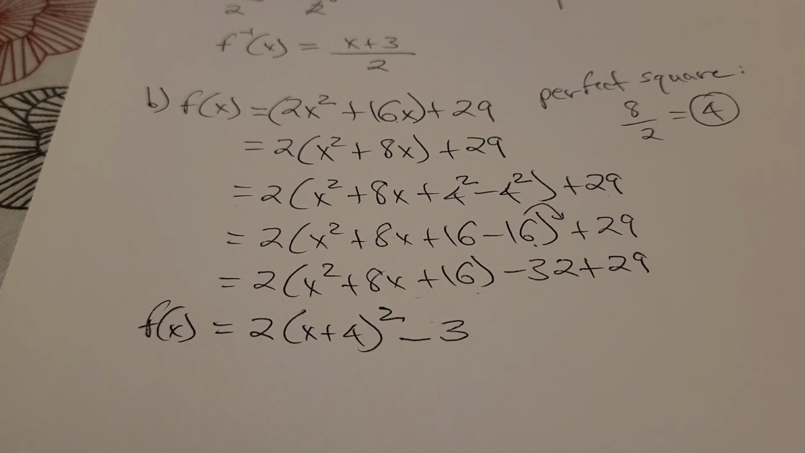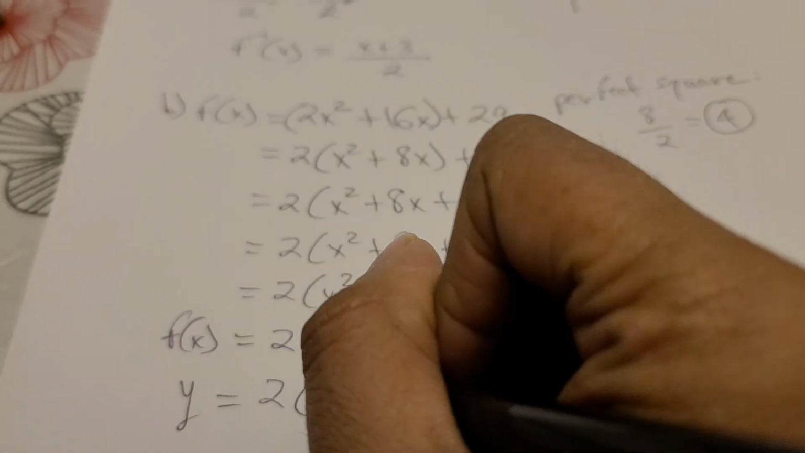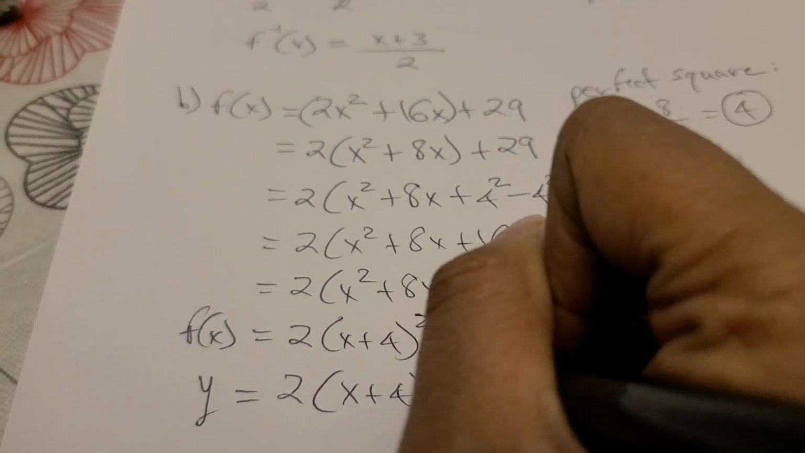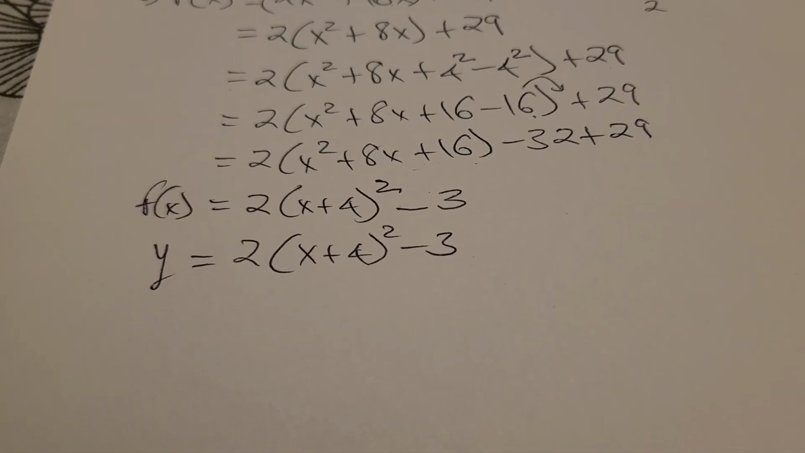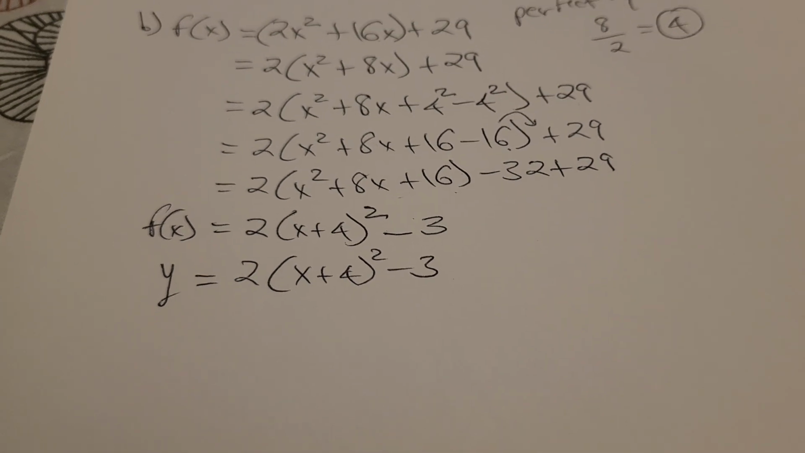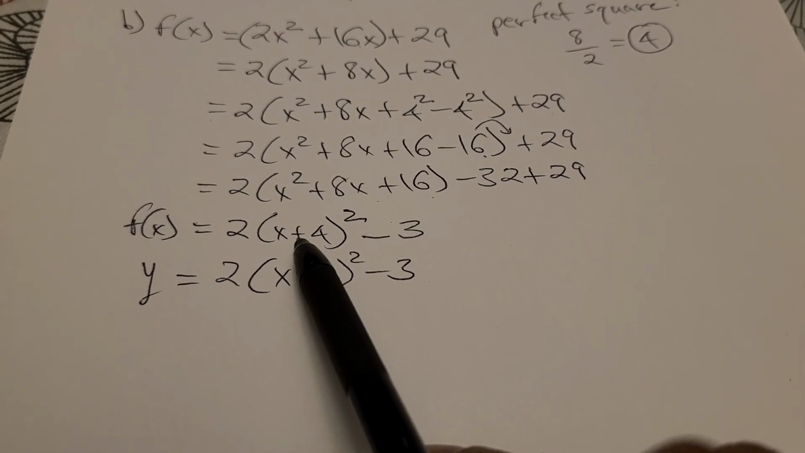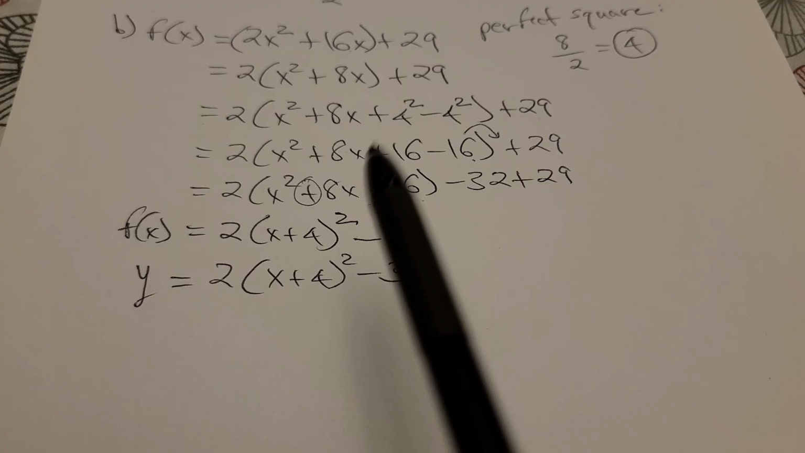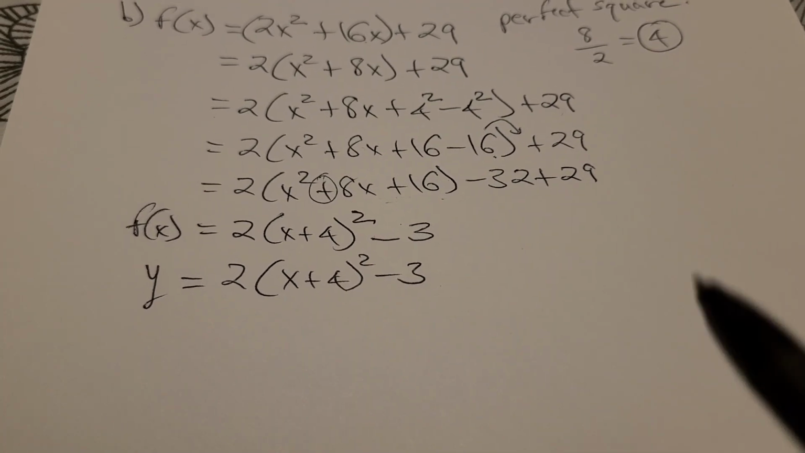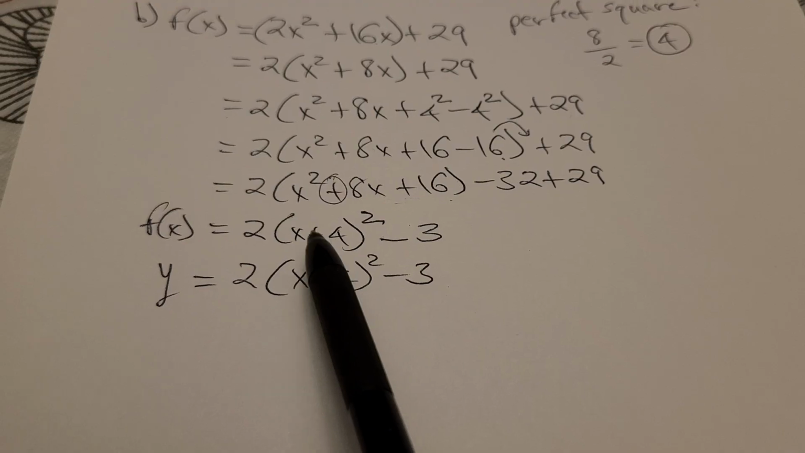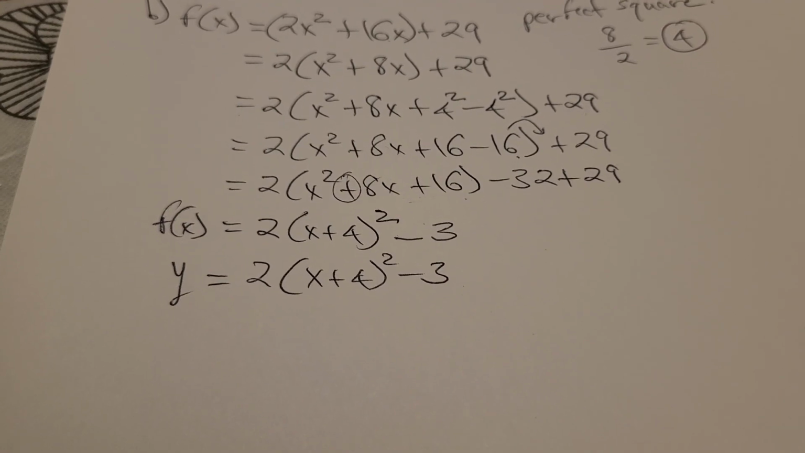So even if you're doing application questions, it's basically the same thing. So now we're going to put y equals 2 times x plus 4 whole squared minus 3. And also, how do you know that this sign here is positive? Whatever the sign is between the first two terms, that's the sign you'll see inside the bracket. So if this was negative, the sign inside the brackets would also be negative, right?